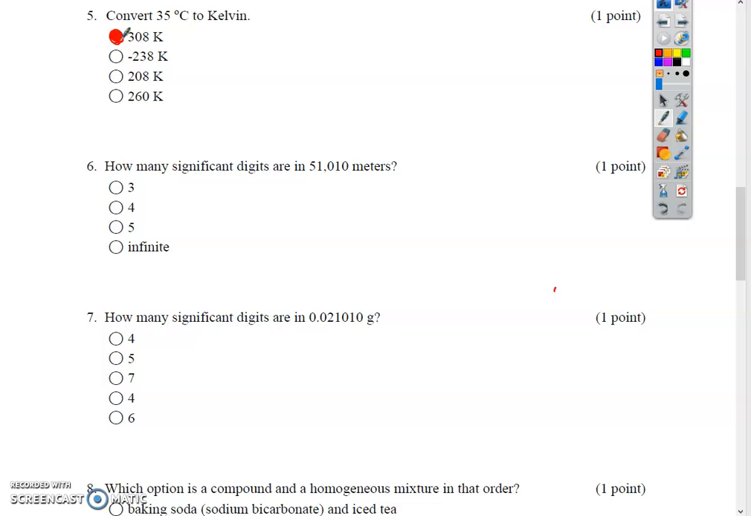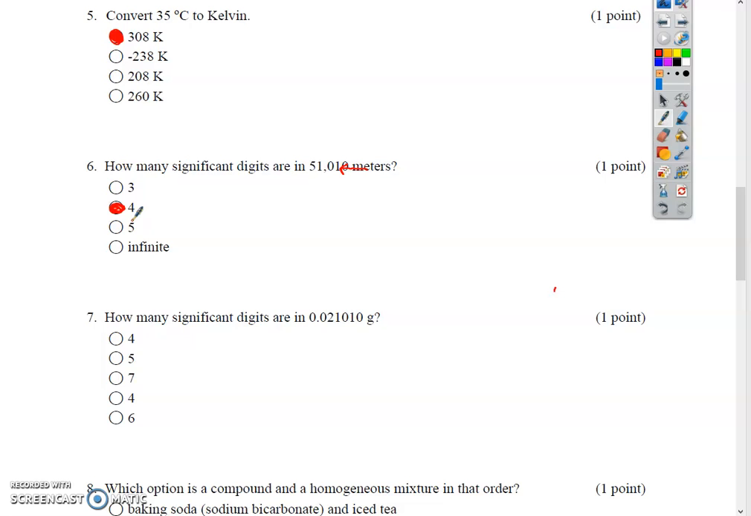How many significant digits are in 51,010 meters? Now, when you're asked for a straightforward problem like this, significant digits, the first thing you should look for is if there's a decimal point. There's no decimal point here, so that means you're going to start from this side and not count any of those initial zeros you get to. And once you get to a non-zero number, you count up everything that comes before it. So for this one, it has 4 significant digits.